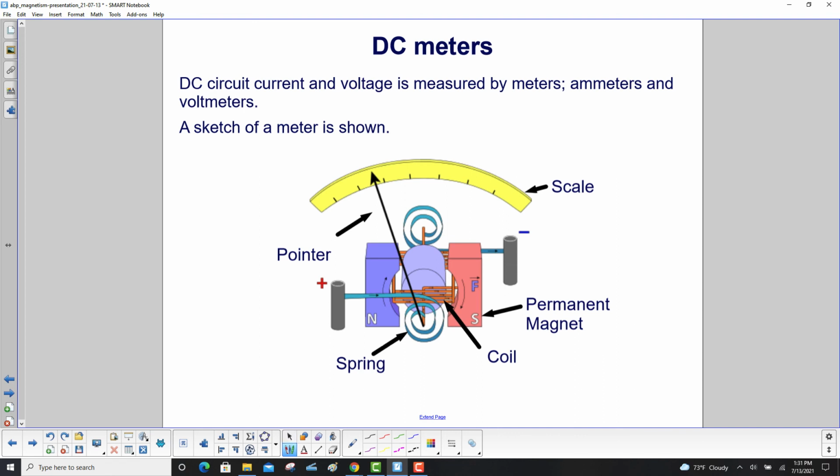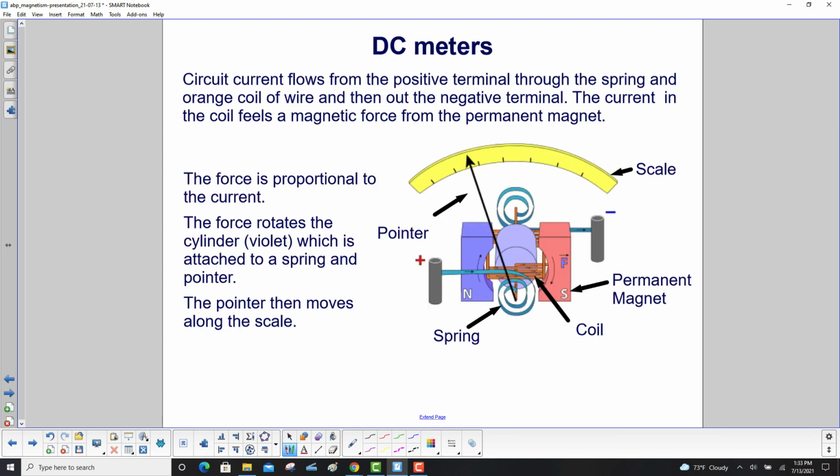Ammeters for current, voltmeters for voltage. A sketch of a meter is shown here, and on the next slide we'll show how it operates. Circuit current, so we have a circuit over here. It flows through here, through the spring, through the coil in here, okay? And then it flows out the other end, okay? So what do we have? We have the current flowing in a coil that's in a magnetic field.